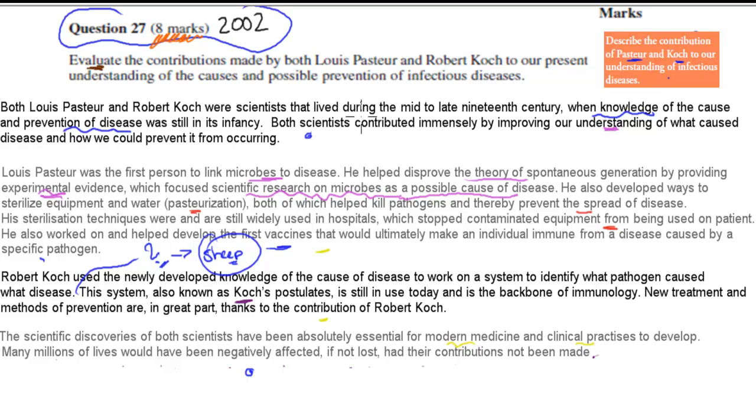The only thing that's really different between the question and this dot point is that here we've got describe, and there we've got evaluate. Describe would have been maybe a 4-mark question, but evaluate turns into an 8-mark question. But I hope that was useful.